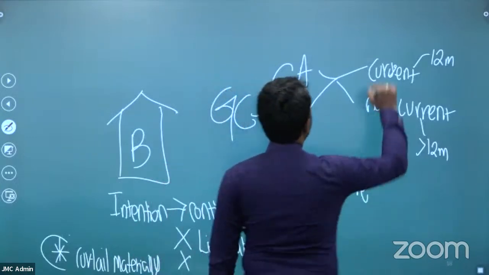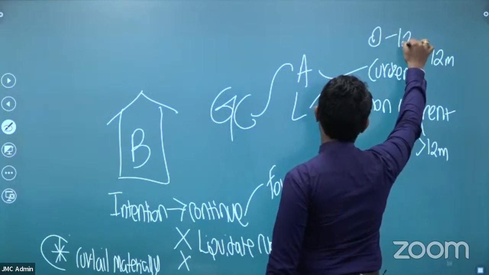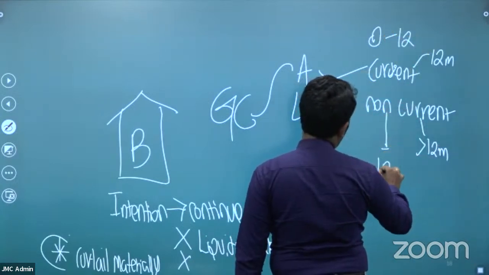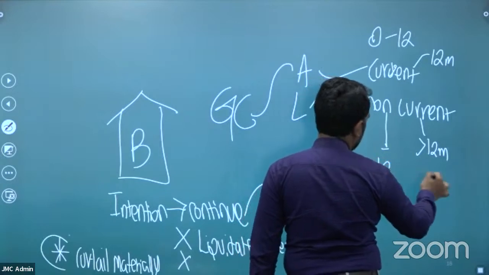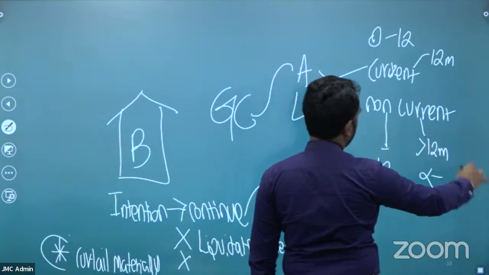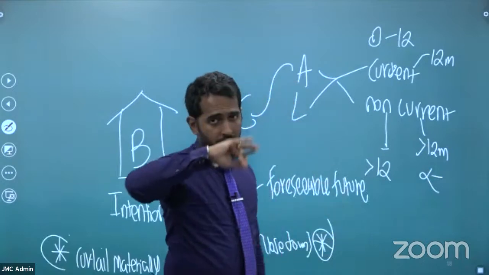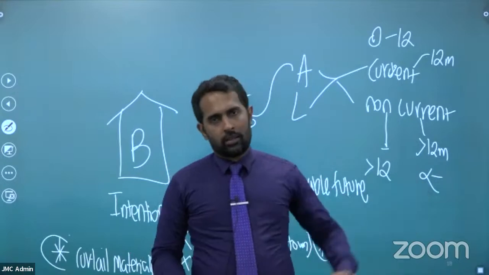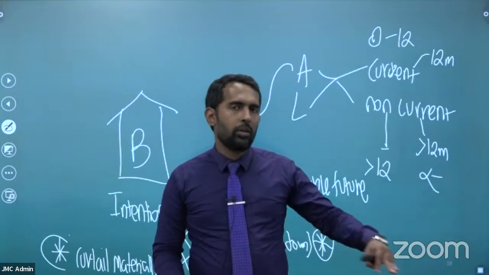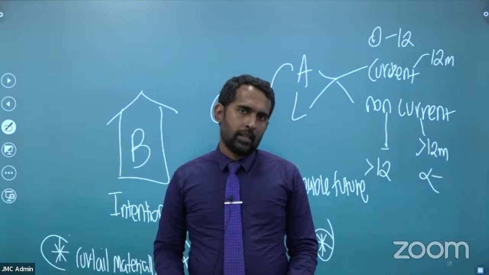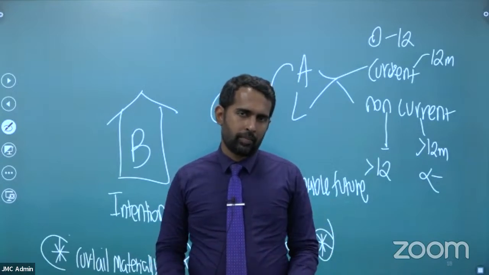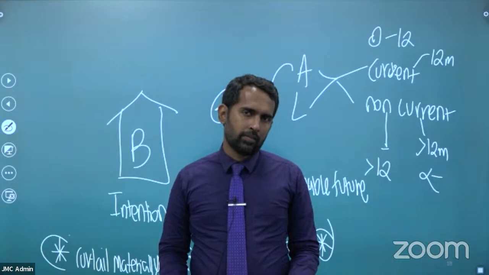Now in current, it's about tomorrow to 12 months. Non-current is more than 12 months, but there's no other limit. It's like it will be there till infinity. Right? So you don't have an upper limit in non-current because you are going to continue the business. You are continuing the business.